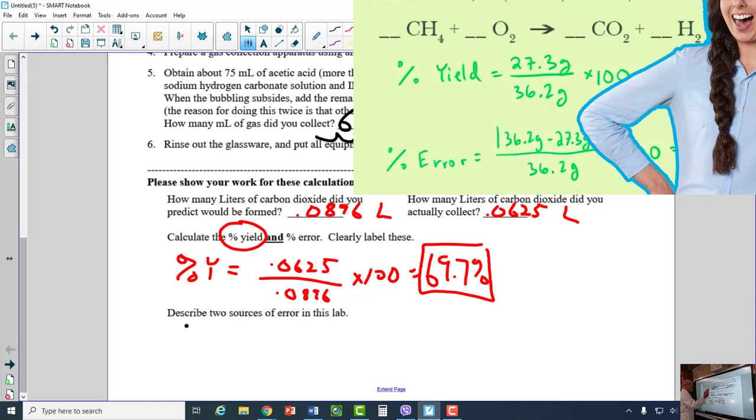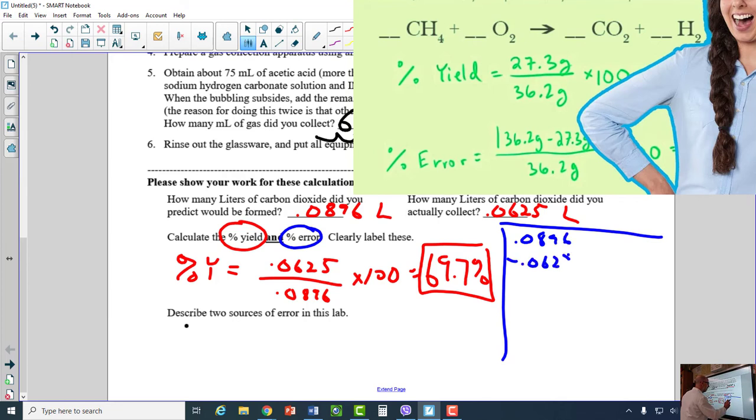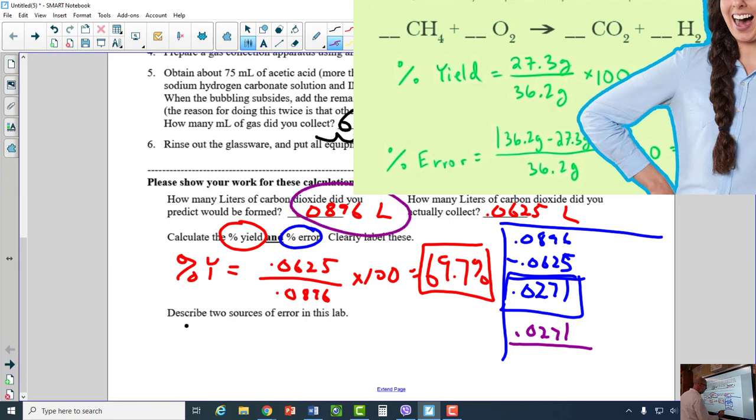Let's do our percent error, all right? Percent error is how much I missed by divided by what I was supposed to get. How much I missed by. All right, so I have to subtract. 0.0896 minus 0.0625. I missed by 0.0271 liters. Right, so I'm going to take that number, 0.0271, how much I missed by, divided by what I was supposed to get, which is 0.0896, and multiply times 100 because it's a percent.